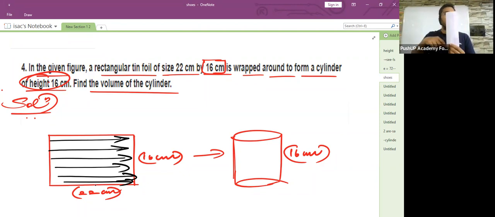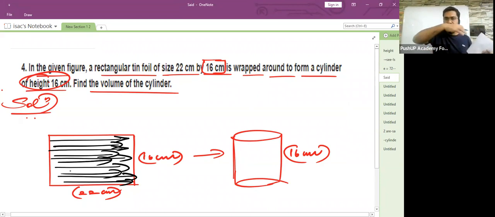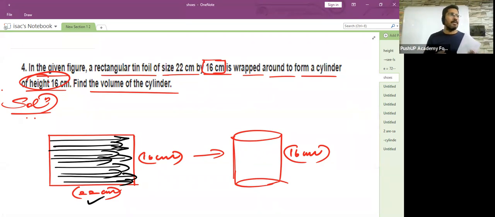And what is the height of the cylinder? It is equal to 16 centimeter. So children, you are wrapping this tin foil along its length, isn't it? You wrap this tin foil along its length so that the height of the resultant cylinder remains 16 centimeter. In this figure, did you notice I have drawn arrow marks? I have drawn arrow marks to indicate that this tin foil was wrapped along the length 22 centimeters, so that the resultant cylinder's height remains 16 centimeter. Are you getting it, children?